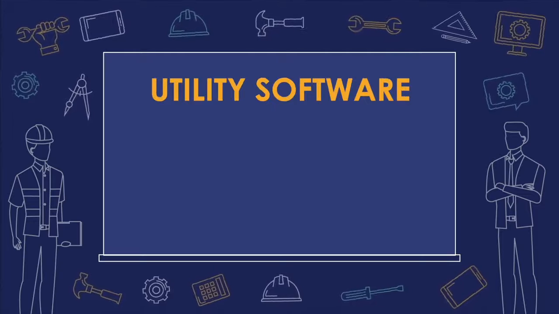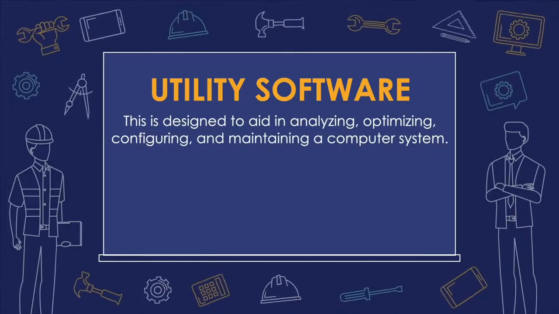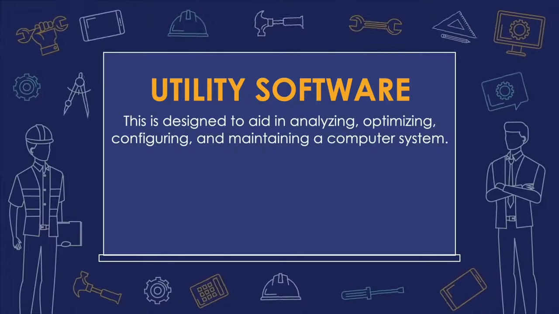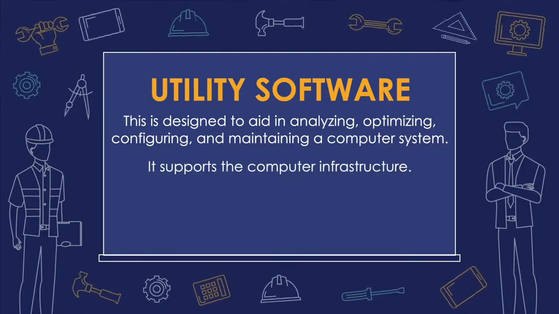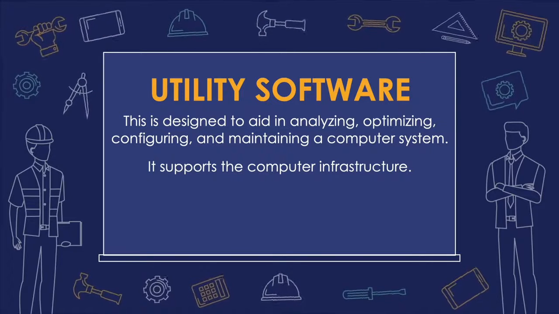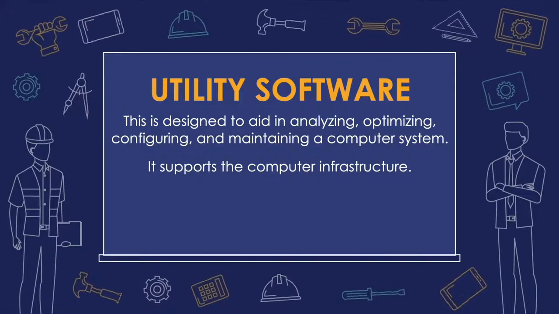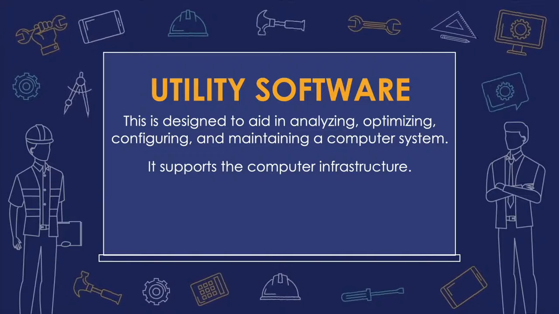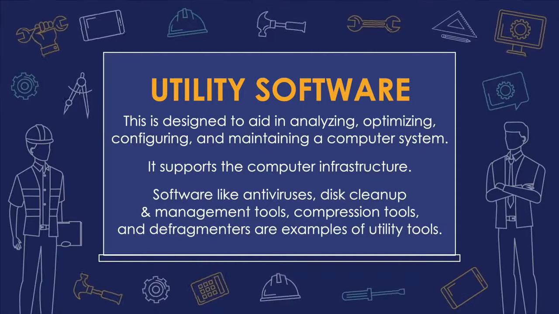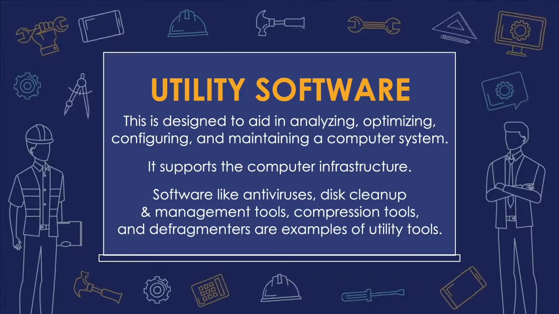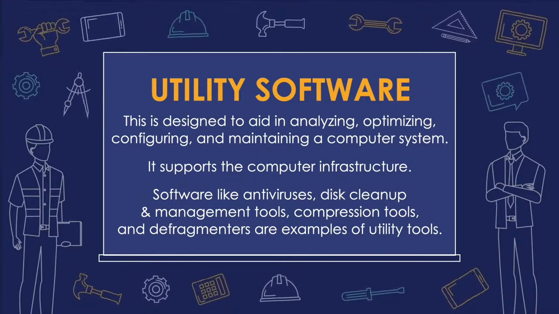And lastly, we have the utility software. This is designed to aid in analyzing, optimizing, configuring, and maintaining a computer system. It supports the computer infrastructure. This software focuses on how an operating system functions, and then accordingly it decides its trajectory to smoothen the functioning of the system. Software like antiviruses, disk cleanup and management tools, compression tools, and defragmenters are examples of utility tools.